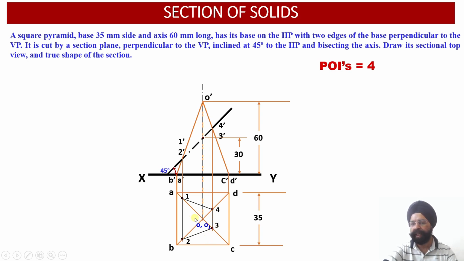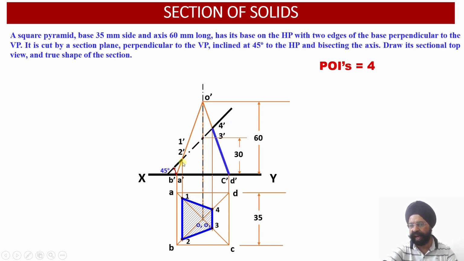But one thing I need to remember: because this slant surface, that is the cut surface or the section surface, happens to be inclined to HP, the view which I have obtained over here will be the sectioned top view. So this is not the true shape, but this is the apparent shape of this cut section, which is represented by 4 POIs, 1 dash, 2 dash, 3 dash and 4 dash over there.